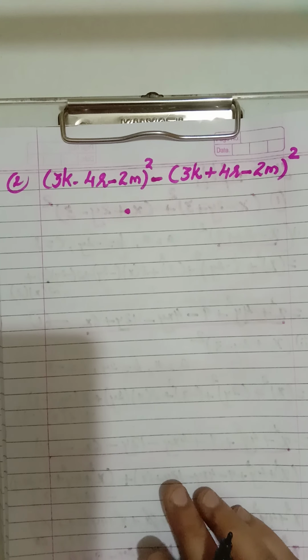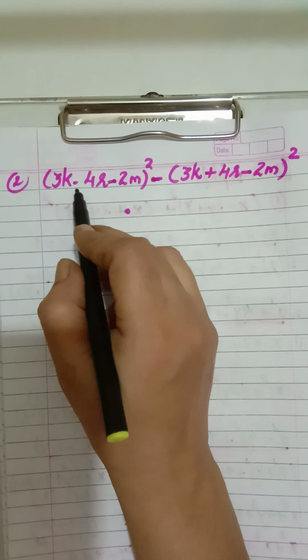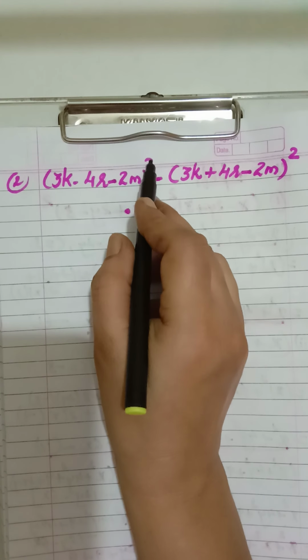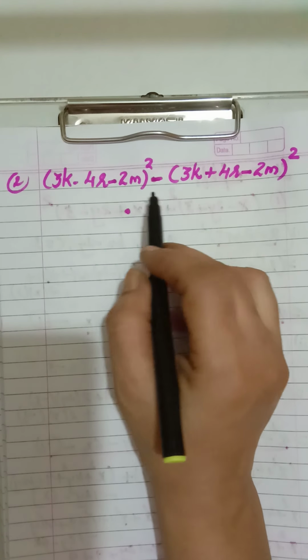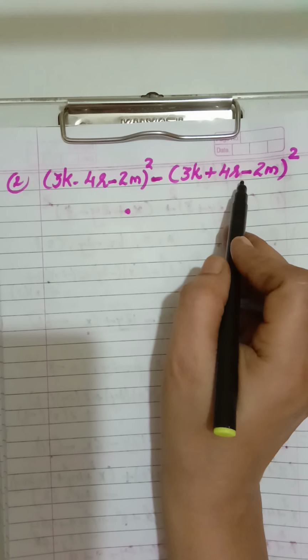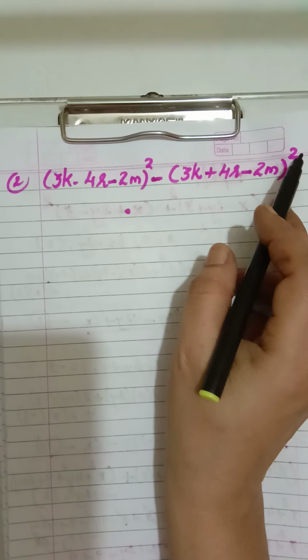Now let's do the second question, children. (3k − 4r − 2m)² minus (3k + 4r − 2m)².